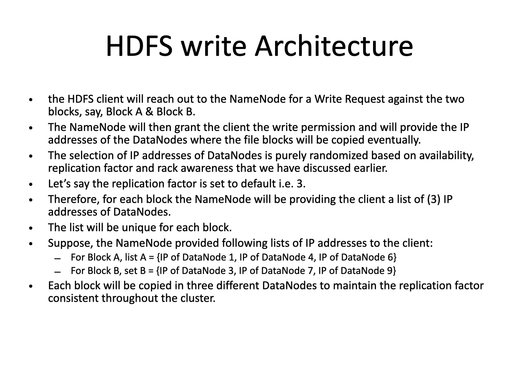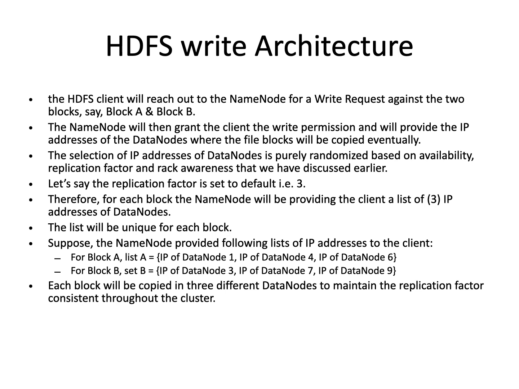The IP addresses of the data nodes are purely randomized based on availability, replication factor, and the rack awareness that have been discussed earlier. Let's say the replication factor is set to 3, which is the default number. For each block, the name node will provide the client a list of 3 IP addresses of the data nodes, and the list will be unique for each block.